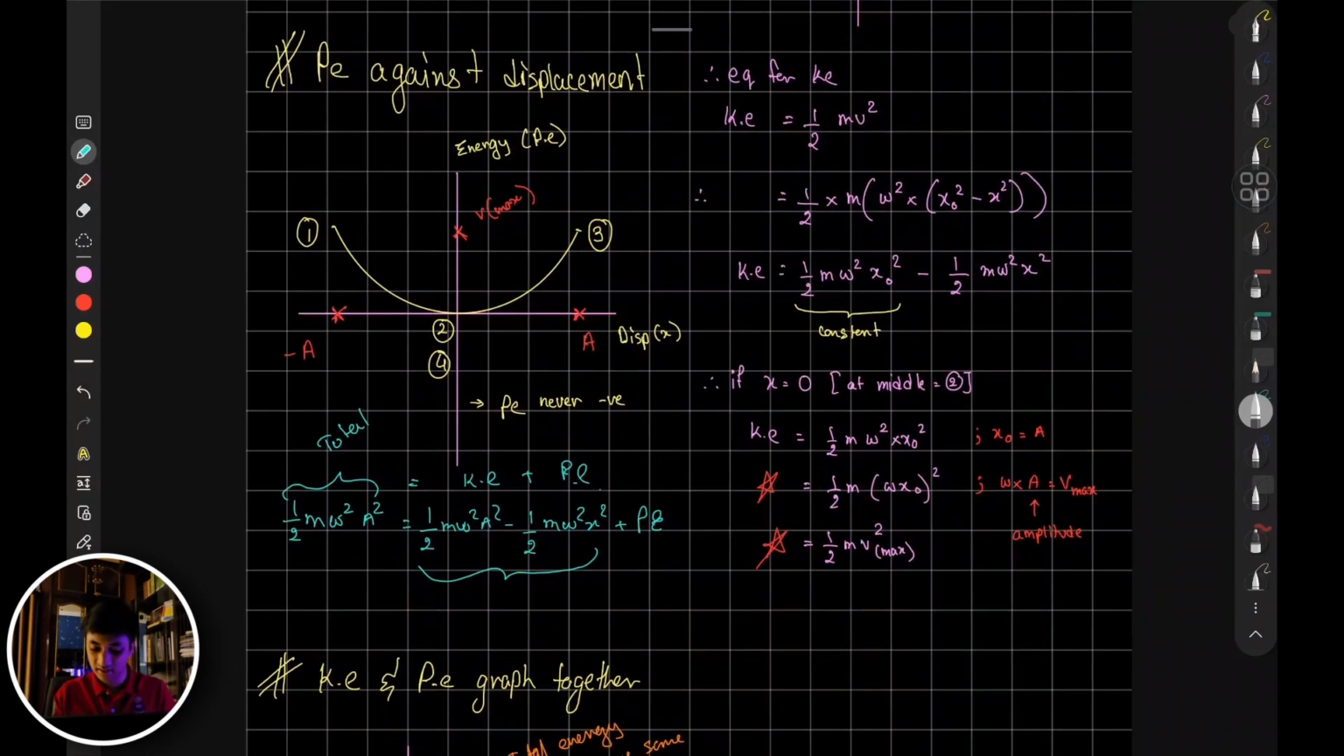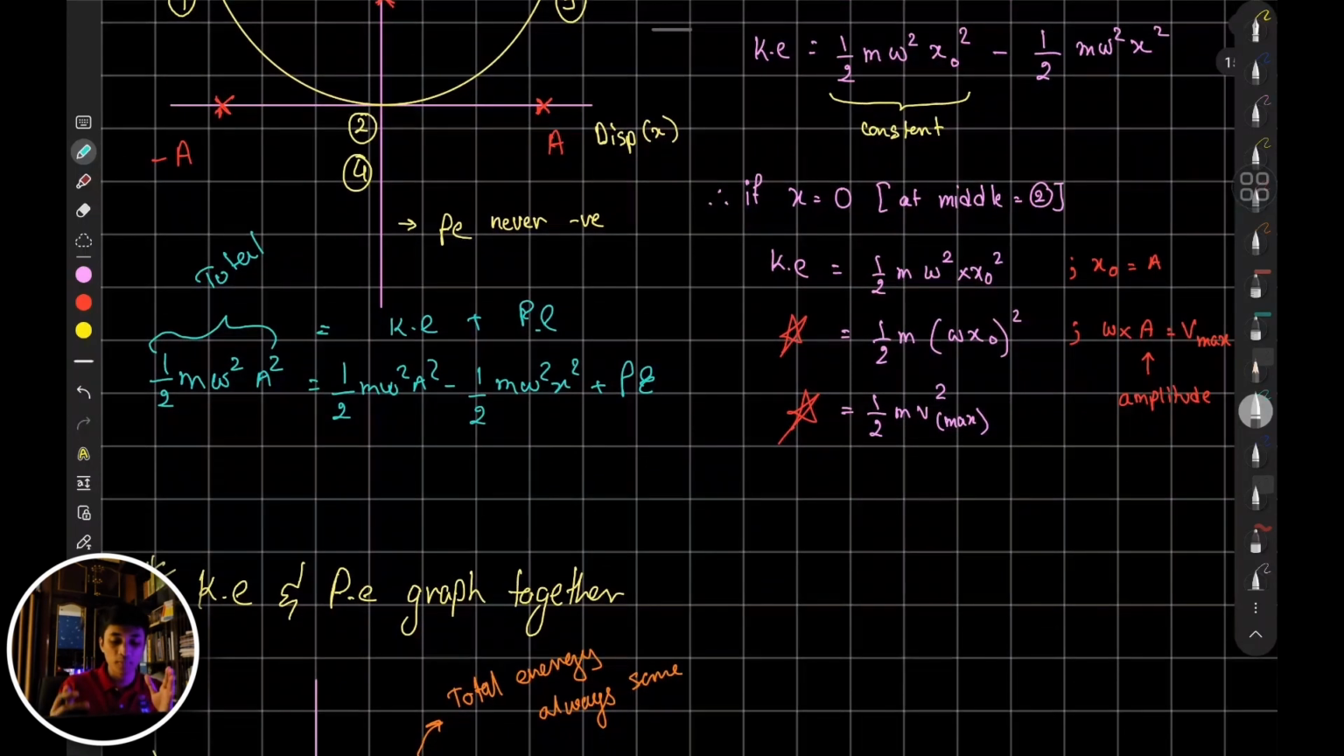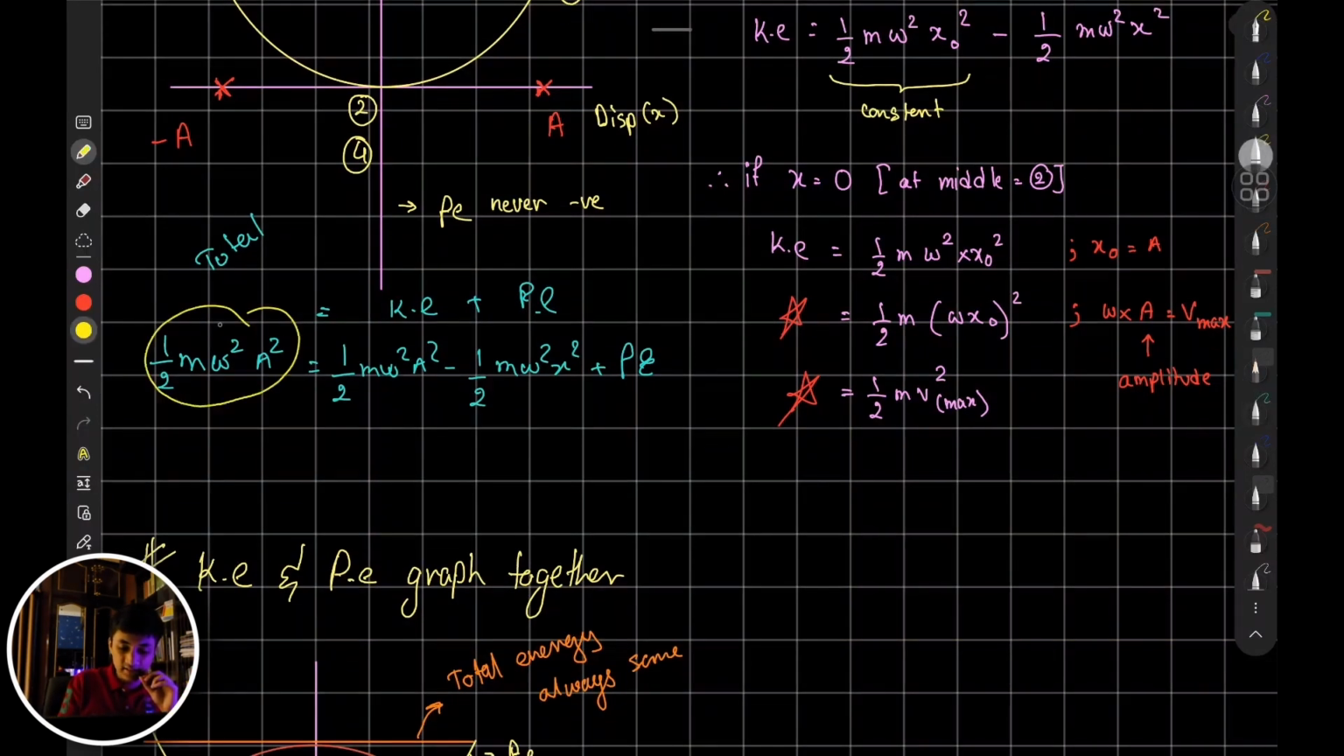So let's plug that in. Half m omega squared a squared minus half m omega squared x squared. So this is kinetic energy. And what is PE? That's what we're going to figure out. Potential energy, we don't know. So if we try to simplify the equation and make potential energy the subject, what do we get? This and this are exactly the same, so you can cancel both out.